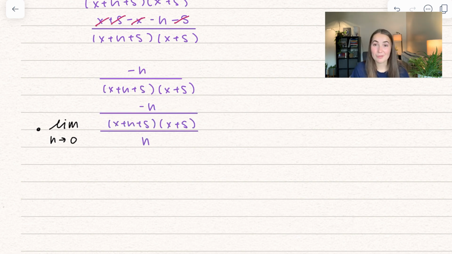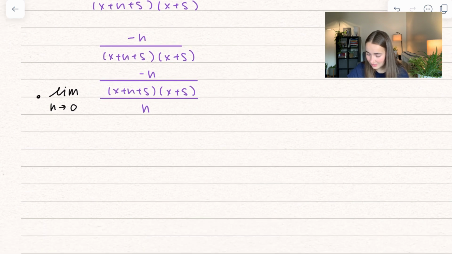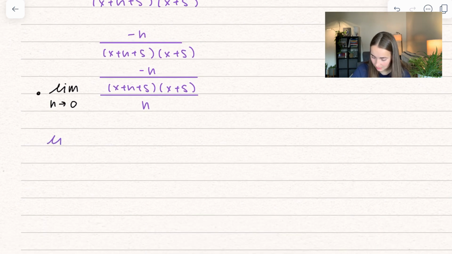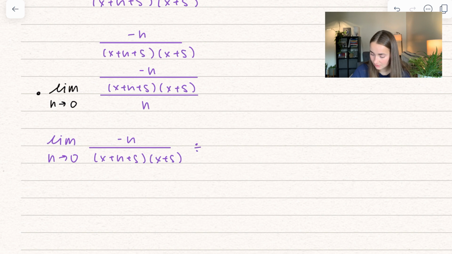So this is a lot going on. There's a lot of fractions. This is how I like to rewrite it. I like to pull out that division sign, so I get negative h all over, but I'm going to say now we're divided by h. So I just rewrote the fraction.